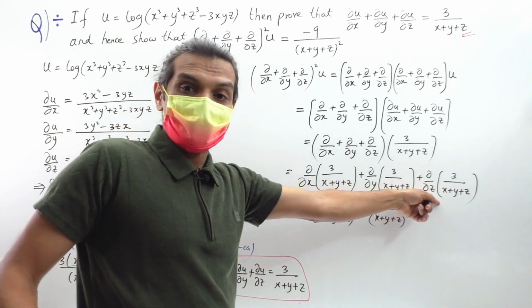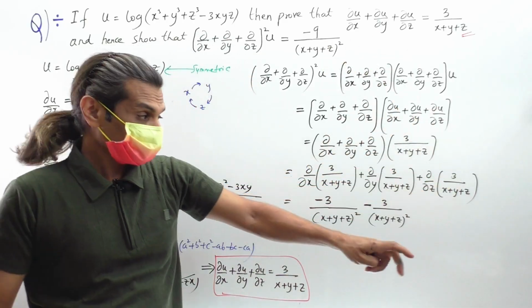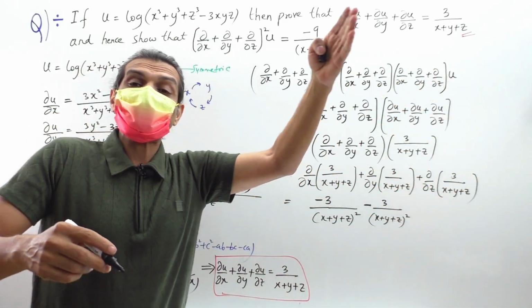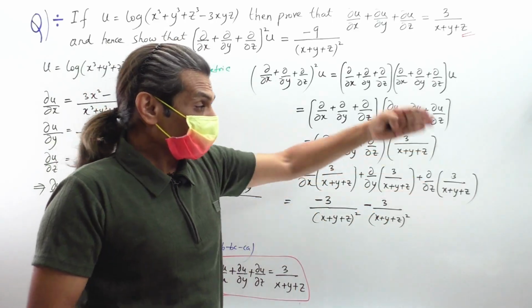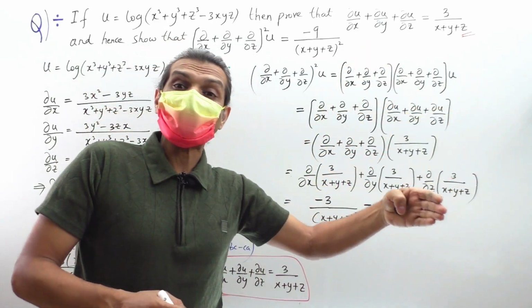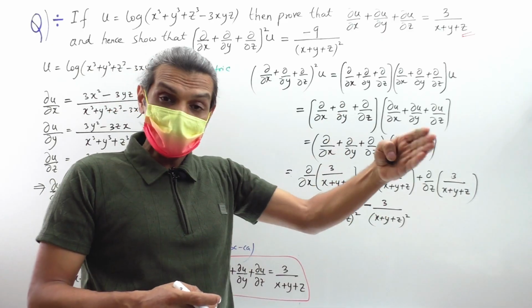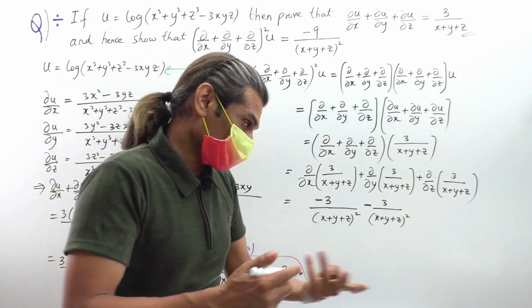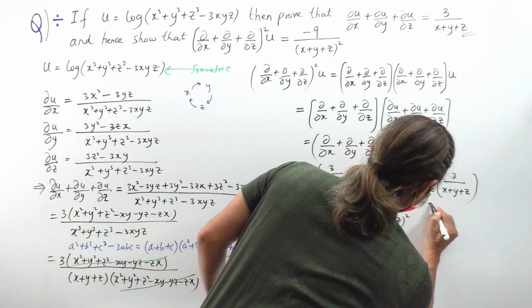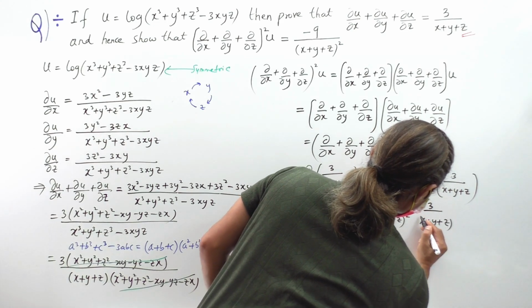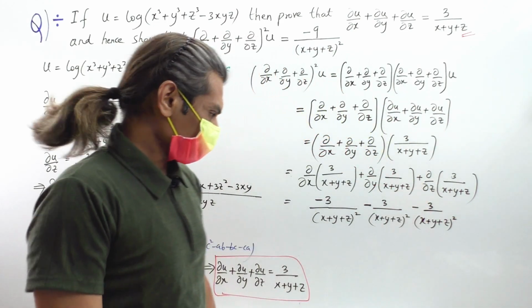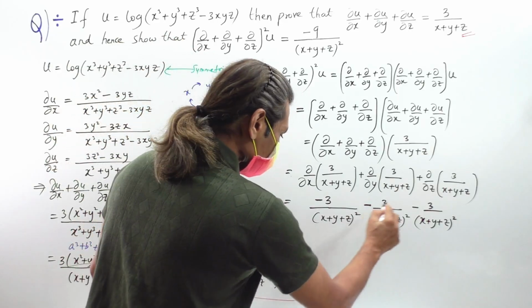Again the same thing repeats here. ∂/∂z of 1/(x+y+z). Differentiation of 1/z is −1/z², so differentiation of 1/(x+y+z) is −1/(x+y+z)². So again −3/(x+y+z)². That's it. Therefore, add all this.